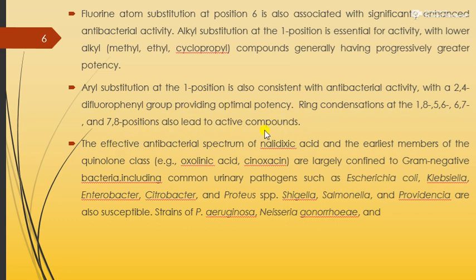The effective antibacterial spectrum of nalidixic acid and the earliest members of the quinolone class, that is oxolinic acid and cinoxacin, is largely confined to gram-negative bacteria, including common urinary pathogens such as E. coli, Klebsiella, Enterobacter, Citrobacter, Proteus species, Shigella, Salmonella, and Providencia. Also susceptible are strains of P. aeruginosa and gonorrhea, and many more.